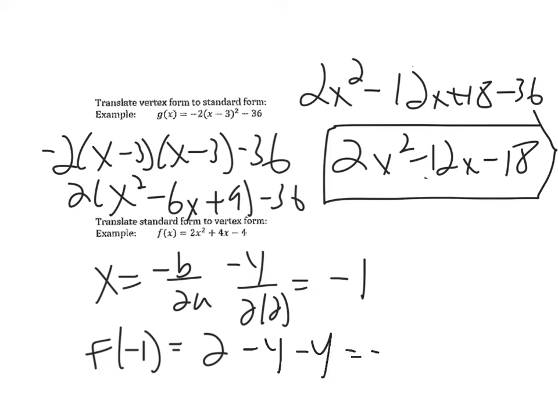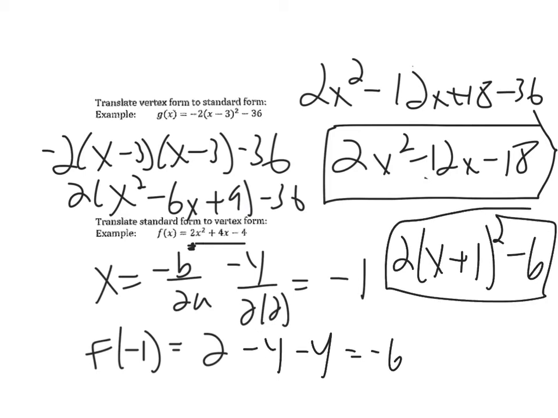Negative 6. Okay, and I see the leading coefficient is 2, so I'm going to write 2 times x plus 6 squared. Remember how we changed this to x plus 1 squared? I don't believe we did that. Sorry about that. At least I caught myself before I went too far. So x plus 1, because that's the x coordinate, squared, and then minus 6. So that is this in vertex form, because I can see the vertex is negative 1, negative 6. The x goes there, the y goes there, and then the leading coefficient is 2. That's a stretch factor.